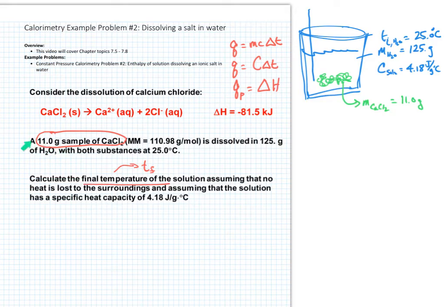A lot of students, when they see a problem like this, will naturally gravitate towards this one right here, q equals mcΔT. The reason why is they see there's a mass, they see there's a temperature of 25 degrees C, it's 11 grams of sample, and they think, mcΔT, that has to be it. Here's the problem with that. We don't know what c is for calcium chloride. We can't just look up in the table what c is for calcium chloride. And besides, that's solid calcium chloride. Even if we could find a c value for solid calcium chloride, we don't have solid calcium chloride.